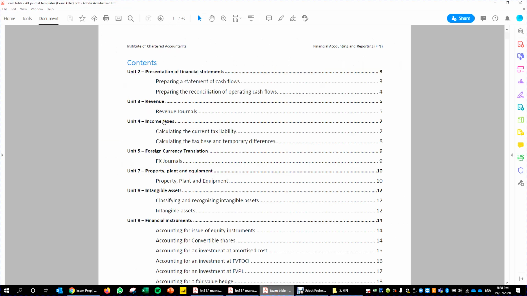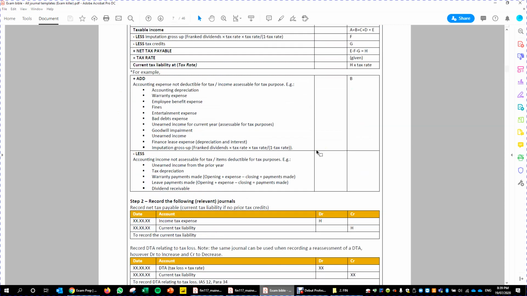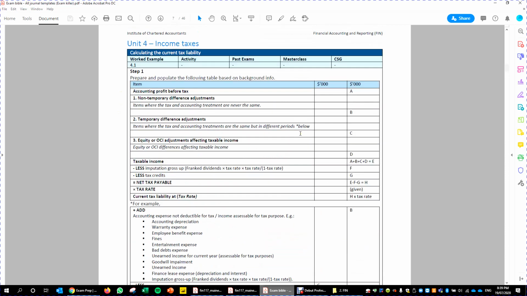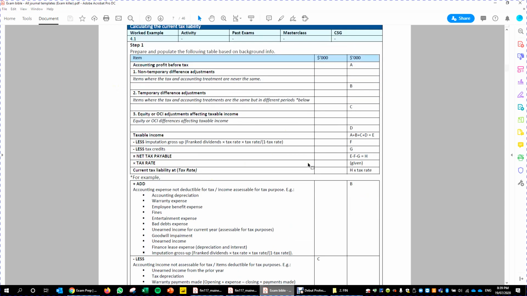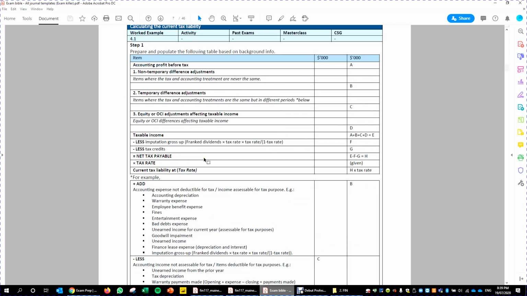What we need to do is pull up our exam Bible, which is the journal templates for FIN. Pull up tax, which is unit 4, and there we go. Straight away we've got a template that we need to follow to actually answer this question. So we're going to need a few different fields: accounting profit, then our adjustments, calculate our tax, and then we'll have our current tax liability.